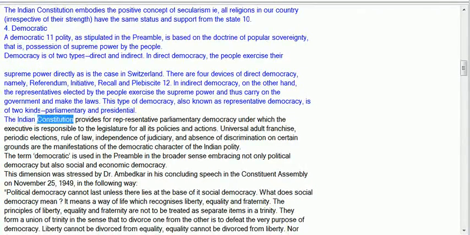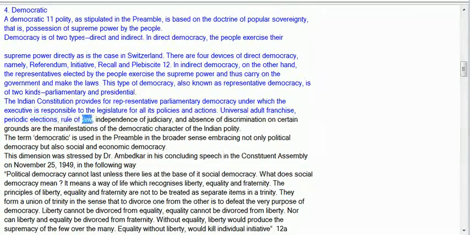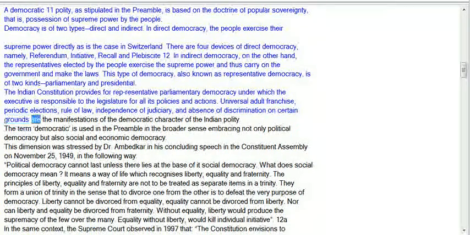The Indian constitution provides for representative parliamentary democracy, under which the executive is responsible to the legislature for all its policies and actions. Universal adult franchise, periodic elections, rule of law, independence of judiciary, and absence of discrimination on certain grounds are the manifestations of the democratic character of the Indian polity.